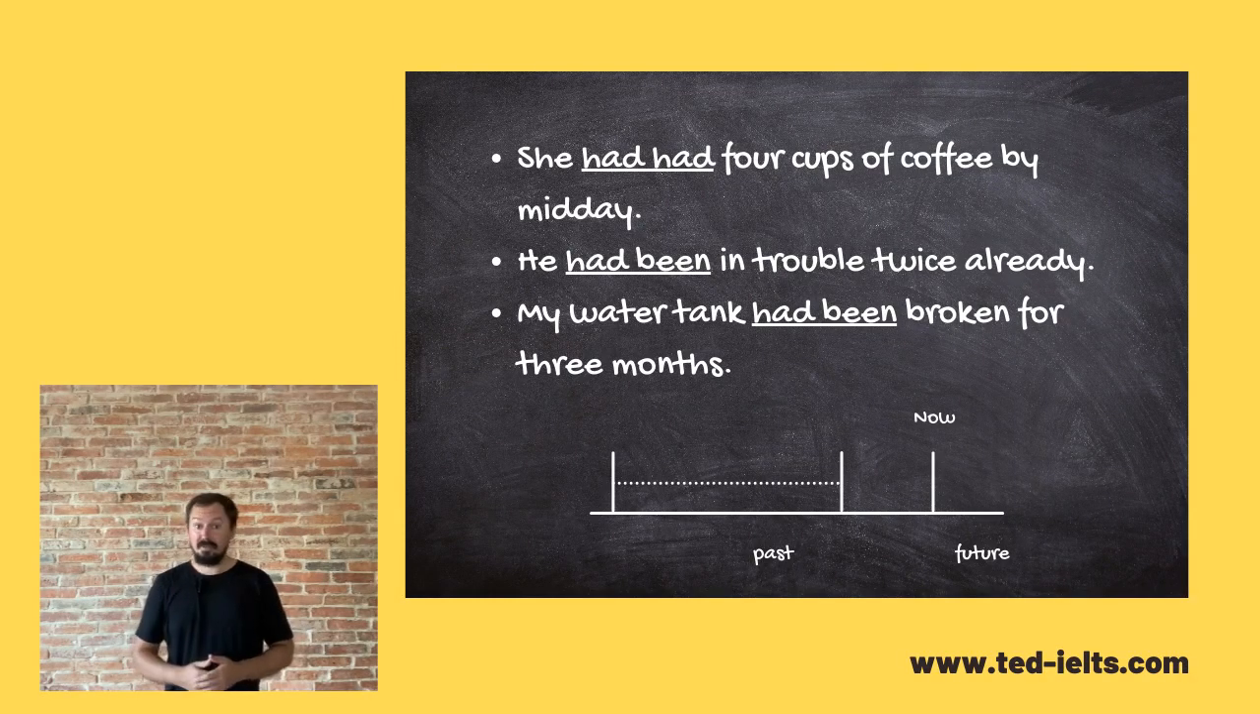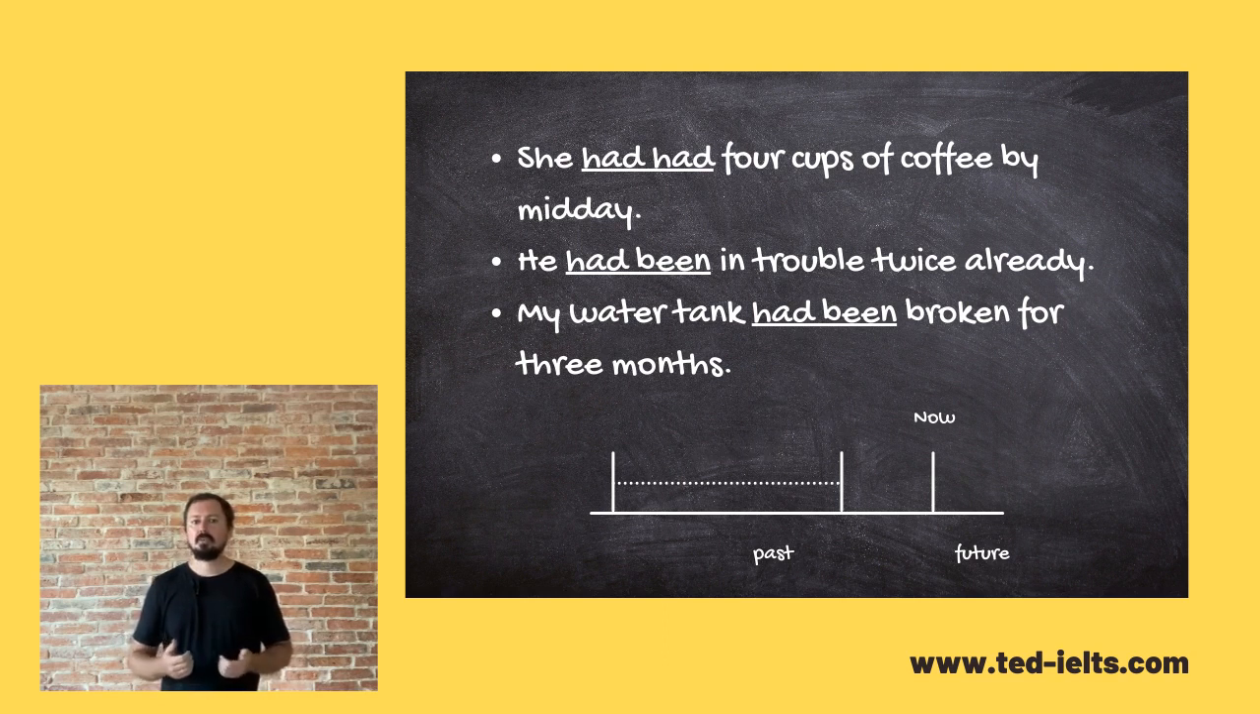The past perfect is similar, but the most important difference is that the time period has already ended. We could reuse the previous expressions with slight modifications. These look similar, but the difference is very big. She had had 4 cups of coffee by midday means it's now after midday. He had been in trouble twice already. This happened sometime in the past and is finished. And my water tank had been broken for 3 months. This happened sometime in the past, the context of which would have been made clear in a previous sentence.